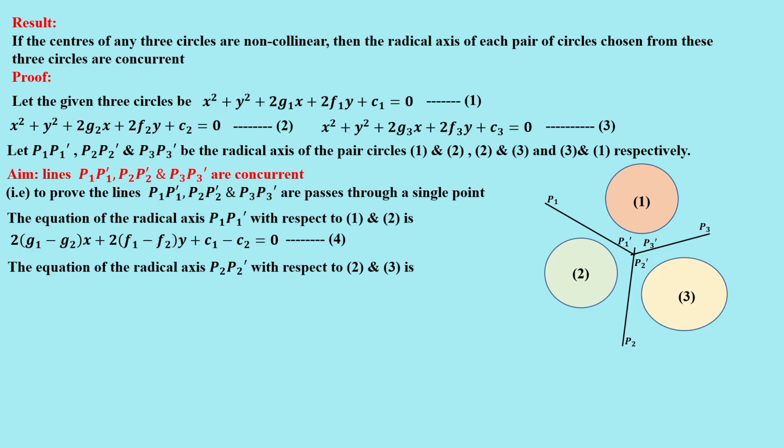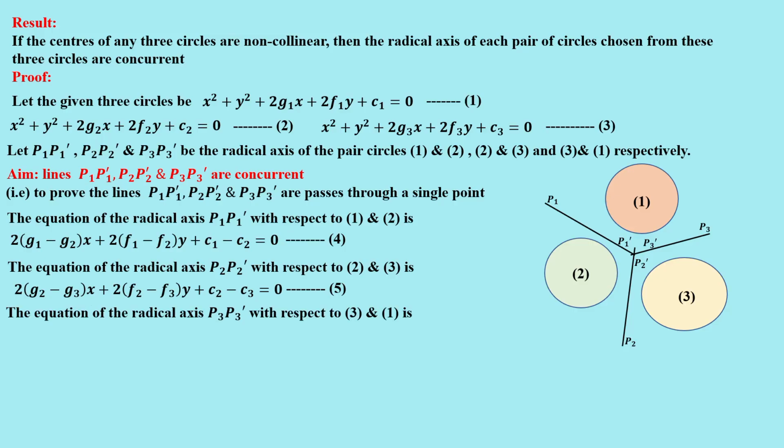So the equation of the radical axis of P2P2' with respect to circles 2 and 3, using the formula, we will get 2(g2 minus g3)x plus 2(f2 minus f3)y plus c2 minus c3, that is equation number 5. Next, the equation of the radical axis of P3P3' with respect to circles 3 and 1 is 2(g3 minus g1)x plus 2(f3 minus f1)y plus c3 minus c1, that is equation number 6.